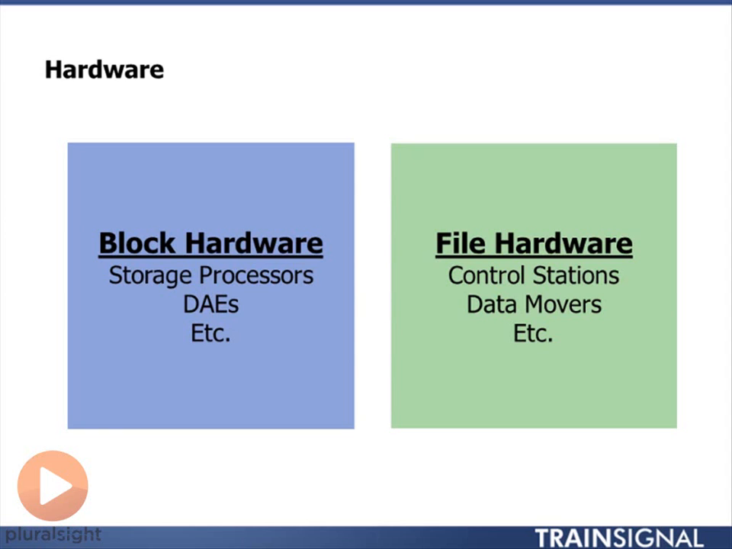Now, there's a lot of other subcomponents that make up these hardware components, but when I think of the block side, I think of a storage processor, an SP, and I think of DAEs, which is a disk array enclosure, which houses all your physical disks. From the file side, I think of control stations. It's a Linux server that basically allows you to manage the data movers themselves, and then you have the data movers, which are processing and ingesting information on the front end via data center protocols, and then it's spitting it out to the back end on the block side.